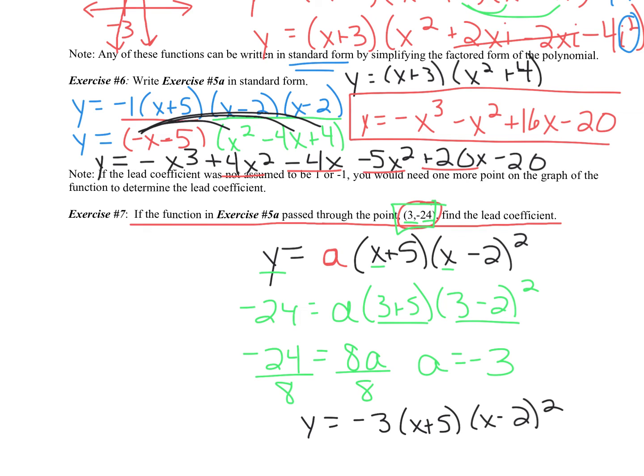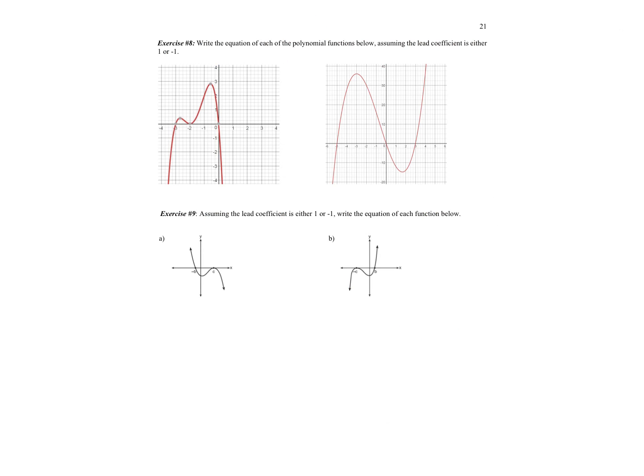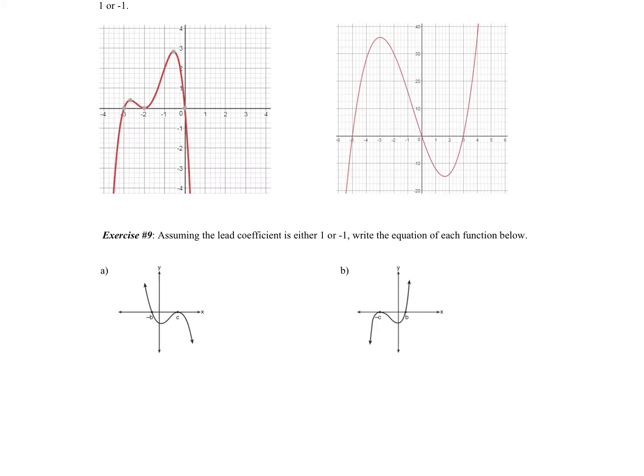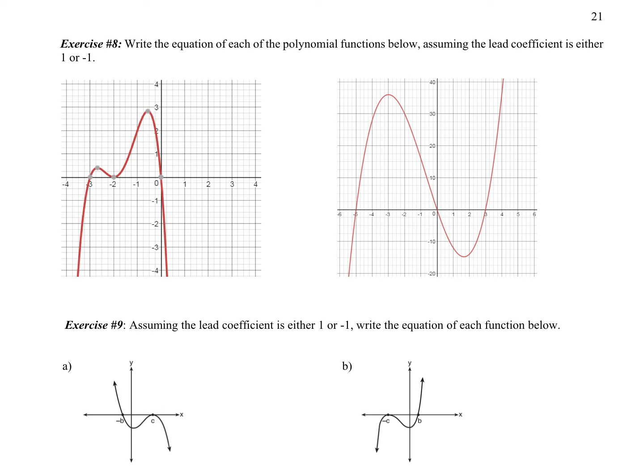So exercise 7 and exercise 6 are both kind of extensions. In exercise 6, we learned that we can multiply these out into standard form, and that's kind of what we saw in the other units, equations that were not factored. On exercise 7, we saw that to find the exact equation without being told the lead coefficient, we would need one other point other than the roots on the graph. So moving to the next page, we're just going to look at a couple of extension questions. This is back to your standard questions.